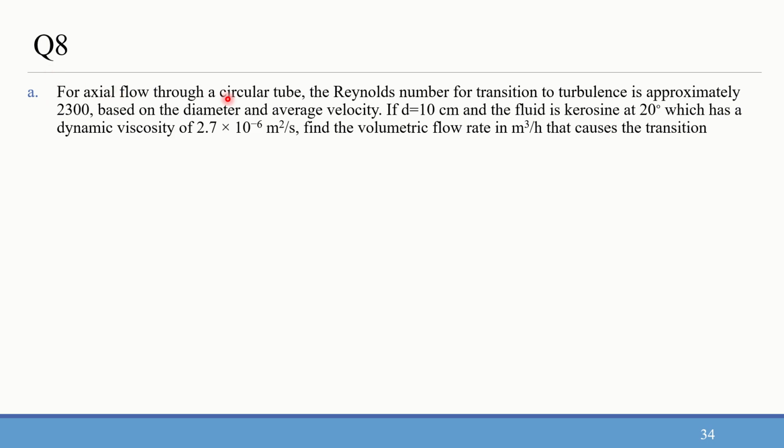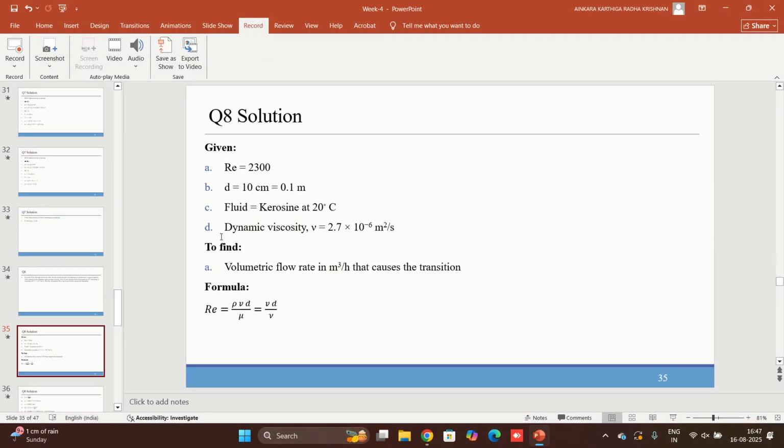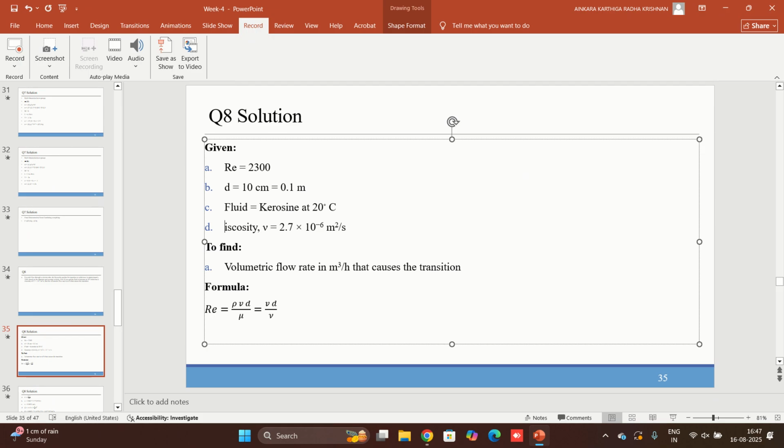For axial flow through a circular tube, the Reynolds number for transition to turbulence is approximately 2300 based on the diameter and average velocity. If d is equal to 10 centimeter and the fluid is kerosene at 20 degrees Celsius, which has a dynamic viscosity, again it is not a dynamic viscosity, it is basically a kinematic viscosity, of 2.78 times 10 power minus 6 meter square per second, find the volumetric flow rate in meter cube per hour that causes the transition. It's a kinematic viscosity, but anyways.